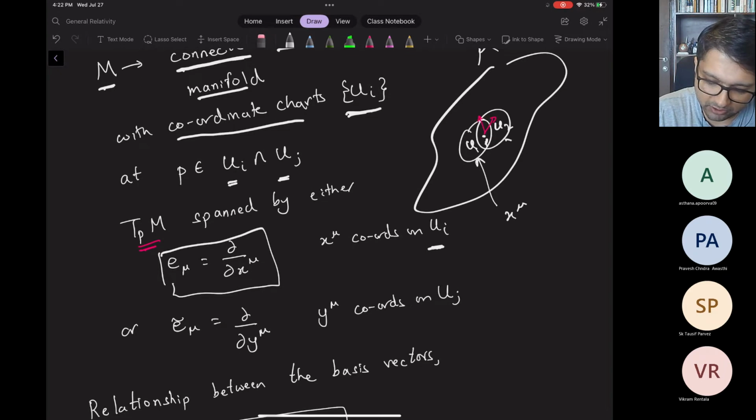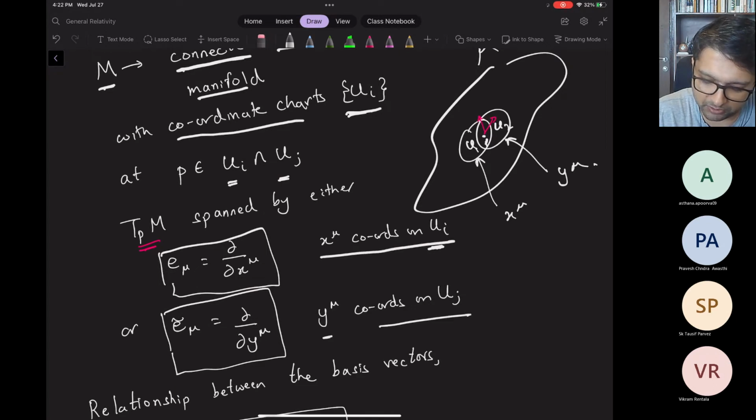Or alternatively, I could use the coordinates on this patch, if I call them y^mu, to define coordinate basis vectors which are partial y^mu. So these y^mu are the coordinates on U_j, and x^mu are the coordinates on U_i.